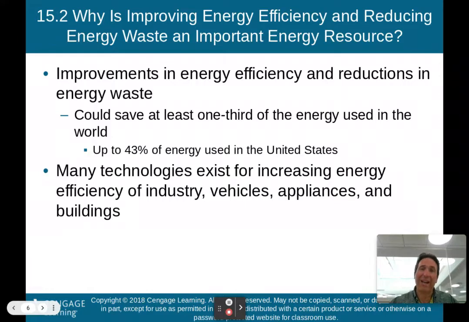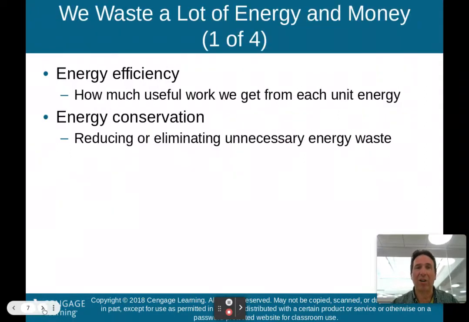So this is the key, right? If you improve your energy efficiency, you reduce the amount of energy needed because you're not wasting so much, and that right there can save some of these resources for future use. Many technologies exist for increasing energy efficiency of industry, vehicles, appliances, and buildings already, and again, we're starting to do that as this transition starts, but it starts slowly. So again, we waste a lot of energy and money.